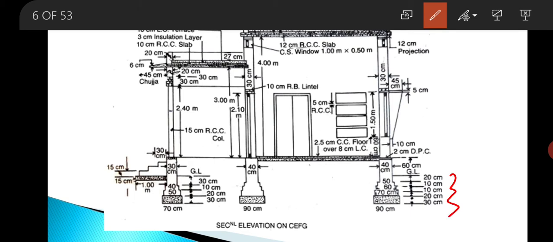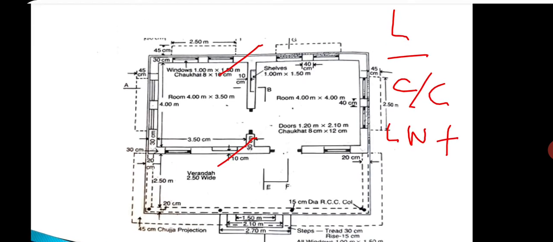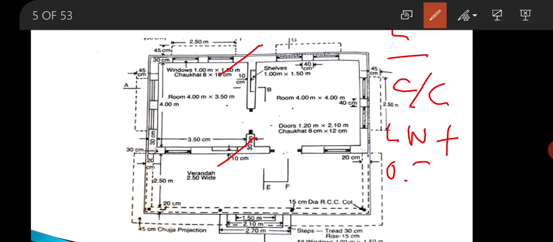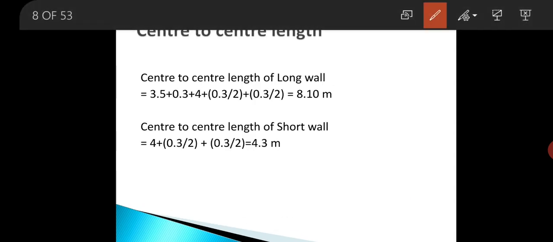So here this is the cross sectional diagram of 30 centimeter wall, and you can see here the width of the cement concrete work in foundation is 90 centimeter, that is 0.9 meter. So with the center to center length, we will add 0.9 by 2 plus 0.9 by 2. Clear? So this will give you the length. So what is the center to center length of the long wall of the room? The center to center length of the long wall of the room is 8.1.